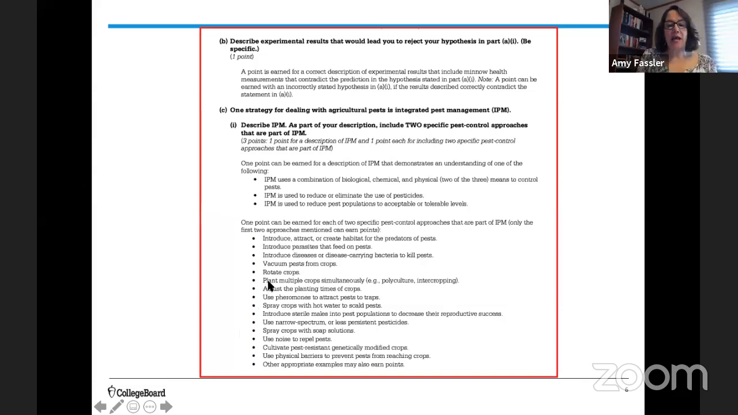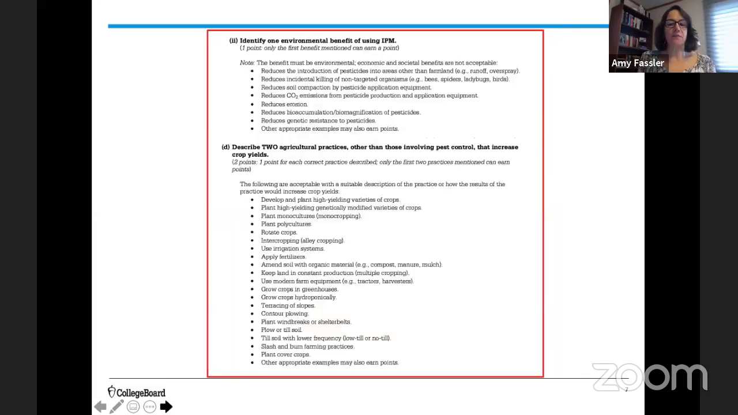The other 2 points then are for giving a specific approach. And so you could have gone with some type of physical barrier. You could have gone with some type of chemical approach other than the pesticide itself, like spraying a pheromone, those chemicals that the insect naturally releases to attract predators. If I spray that pheromone, all the insects are attracted to that, and then I can trap them or catch them in some way. So there's a lot of different statements that you could have made about specific strategies.